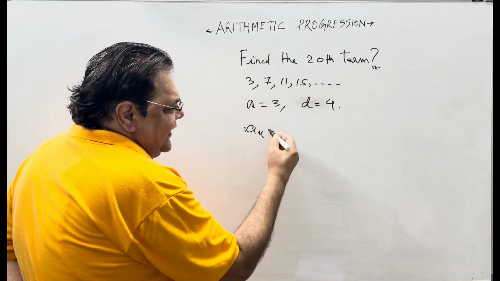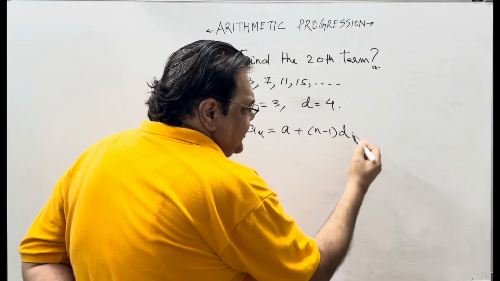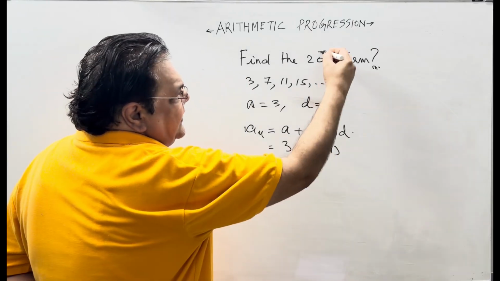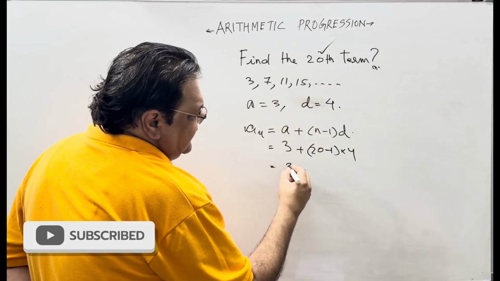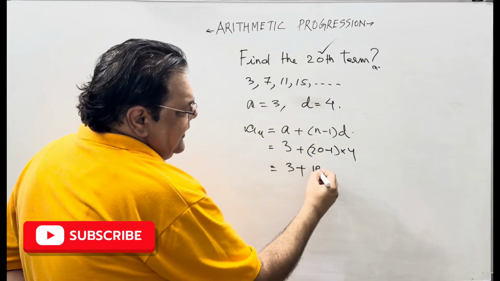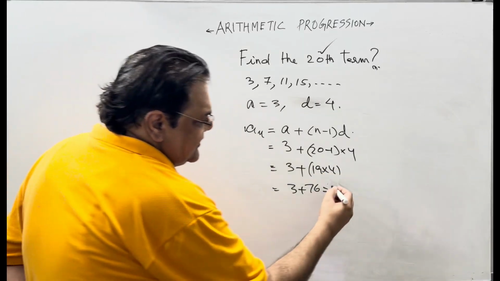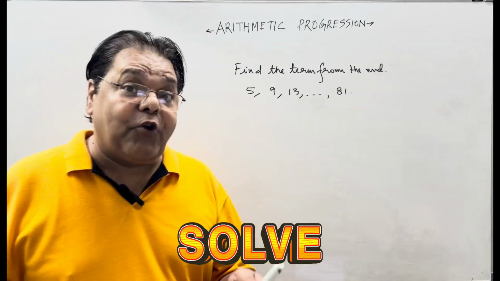We know the nth term is equal to the first term plus n minus 1 into the difference. 3 plus 20 minus 1, because 20 is the 20th term you have to find, and the common difference is 4. So this will give you 3 plus 19 into 4. This is 3 plus 76, that is 79. This is the answer.